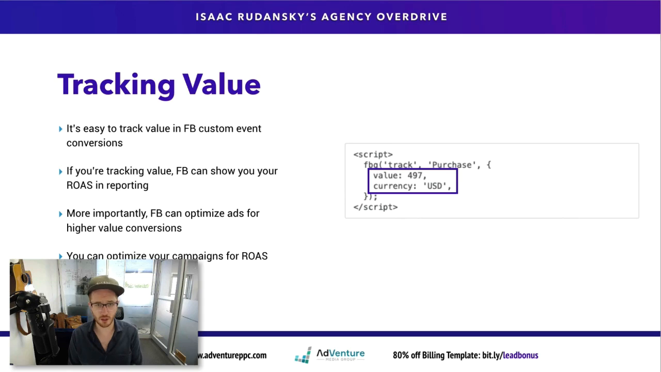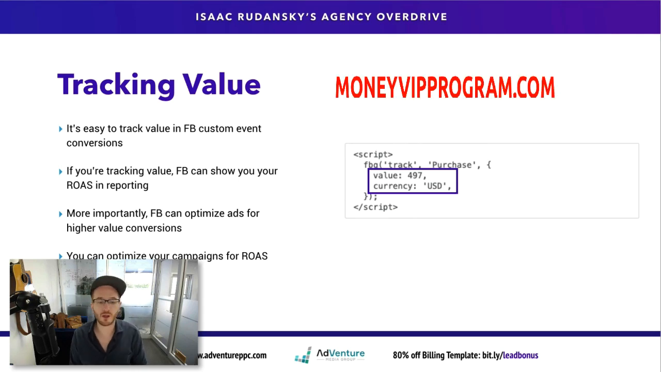Facebook can show your return on ad spend in their ads reporting. So if you're running an ad campaign, not only will you be tracking the number of sales or purchases or registrations you're getting, Facebook will also be able to tell you the value of those, and then you could do a total conversion value divided by cost of the ads to get your return on ad spend. More importantly, Facebook can optimize ads for higher value conversions.